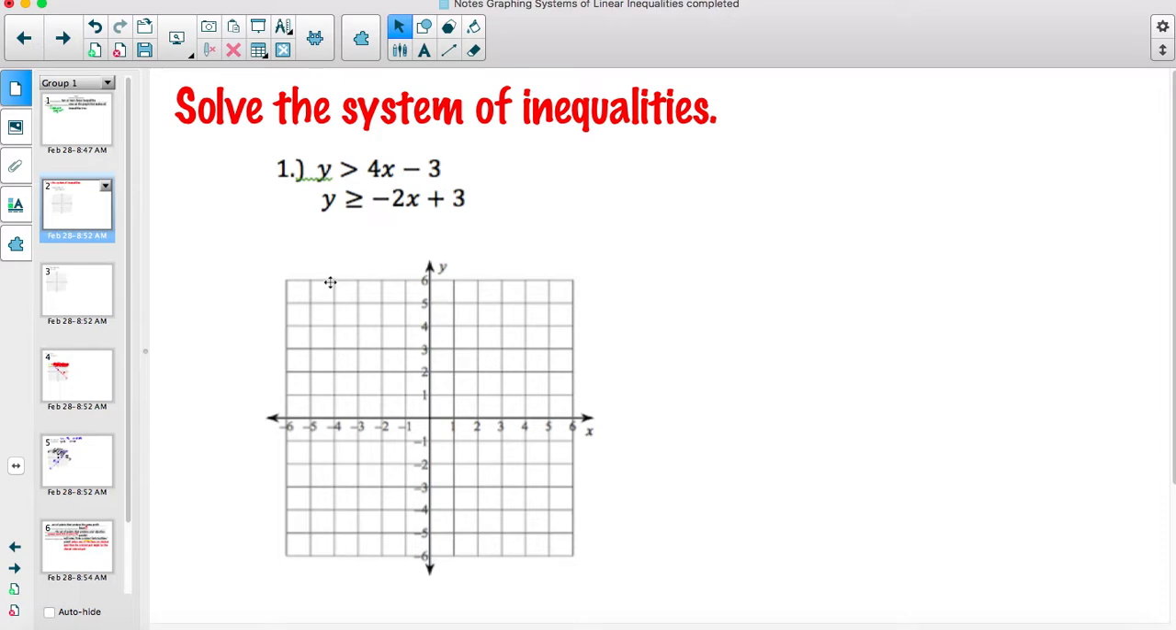All right, example number 1. Solve the system of inequalities. So we have two inequalities here. The first one says y is greater than 4x minus 3. We're going to go ahead and graph both of these inequalities.